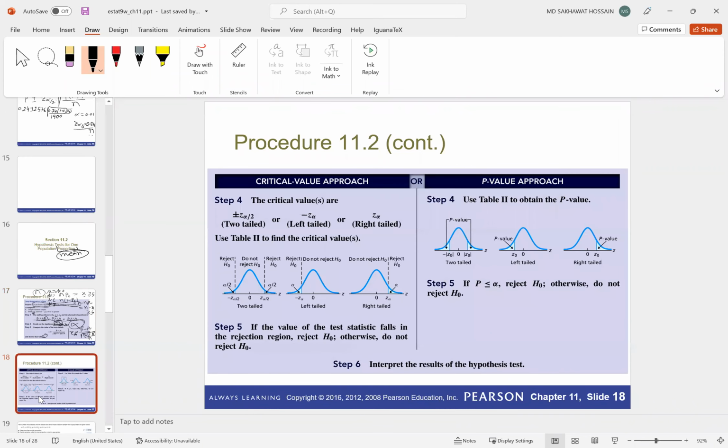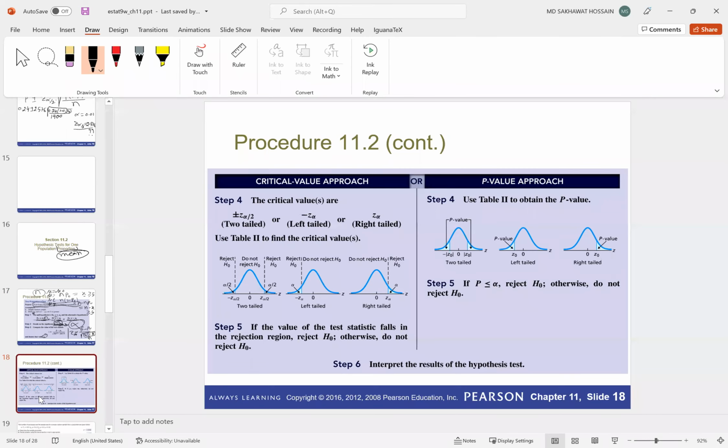Okay, the next thing is, if you use the critical value approach, then you will be finding the critical values. Or if you want to use the p-value approach, then you have to find the p-value. So from step 3, you have the test statistic. Now you will calculate the critical value. So you will compare the test statistic with the critical value. If your test statistic falls in the rejection region, you will reject the null hypothesis. And if it falls in the non-rejection region, then you will fail to reject the null hypothesis.